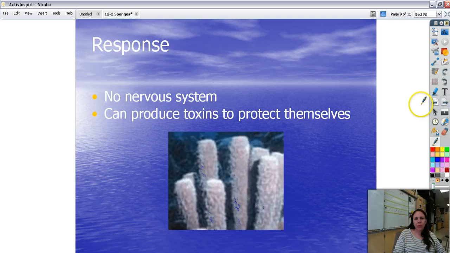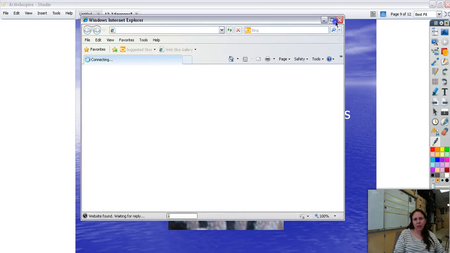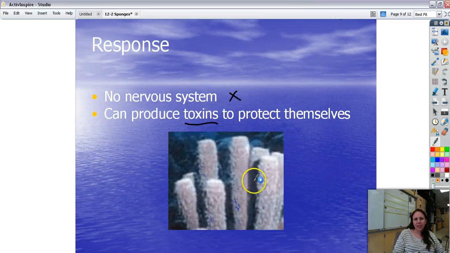circulation part. For a response, they have no nervous system whatsoever. So you can't touch them and they feel that. They can't respond. So the only thing that they can do is produce toxic chemicals that help to dissuade animals from eating it, but also remember they have all those little shiny spicules that are sharp and pointy, and that also keeps things away from wanting to eat it.